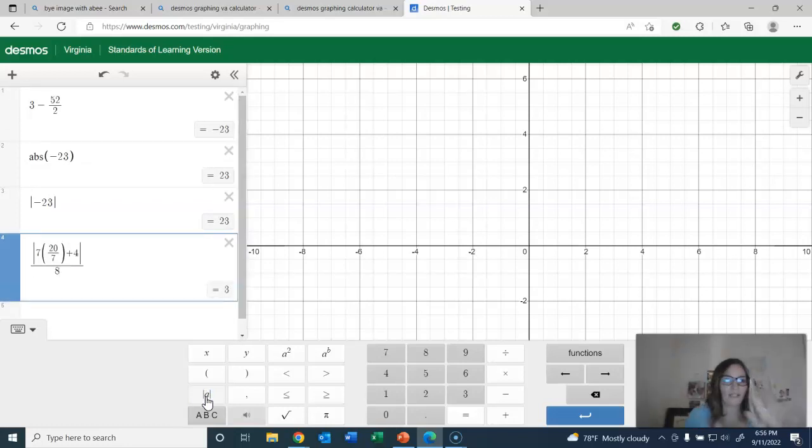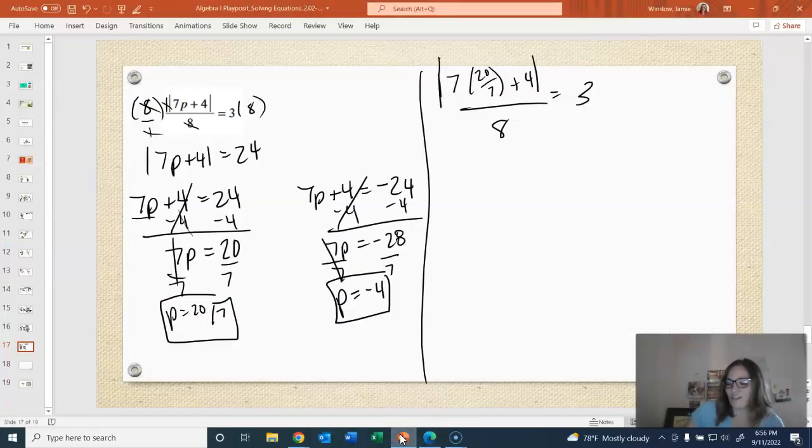So be careful. Make sure what you have in Desmos matches what your paper is, because one wrong keystroke and you think Desmos is right and it's wrong. Be careful. Okay, we got positive 3. That's amazing. Let's try the second one.